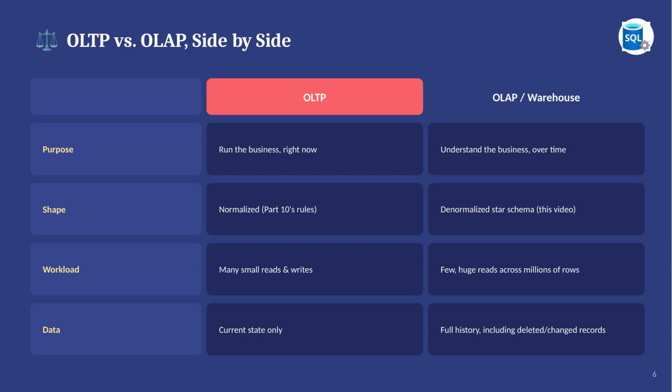And data. OLTP holds only the current state of the world. OLAP holds full history, including records that have since been changed or deleted entirely from the live system. It's worth remembering that these 4 rows weren't really independent facts. They all flow from the same underlying difference in purpose. Once you know a system exists to run the business moment to moment versus explain it over years, every one of these design choices follows almost automatically from that single distinction.